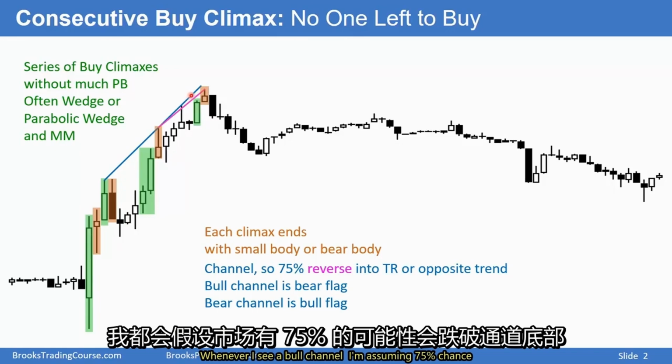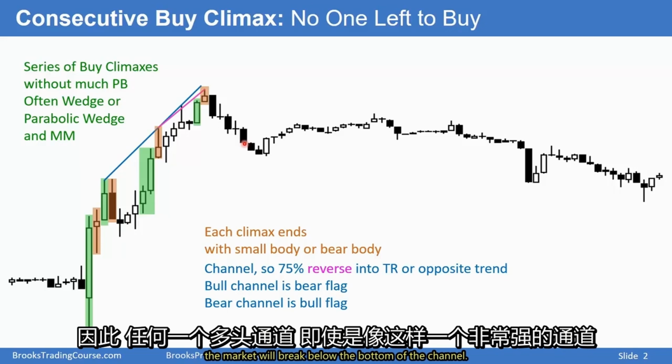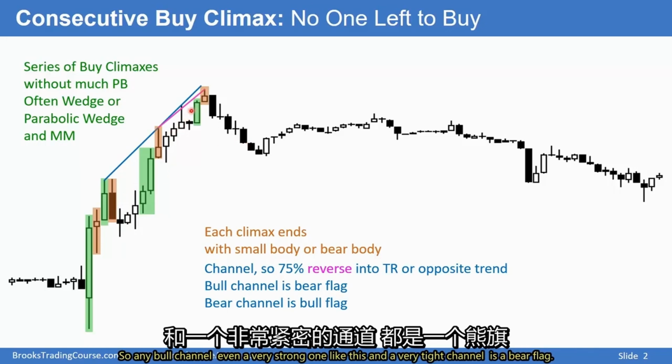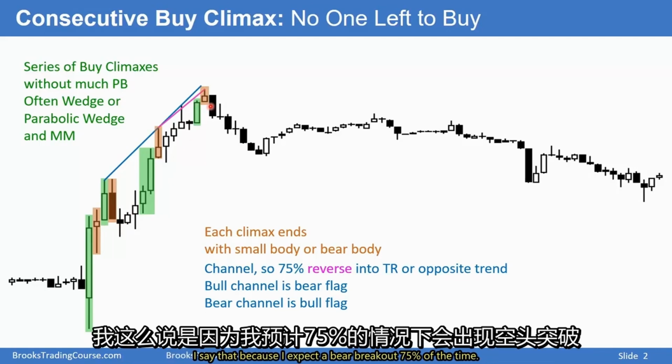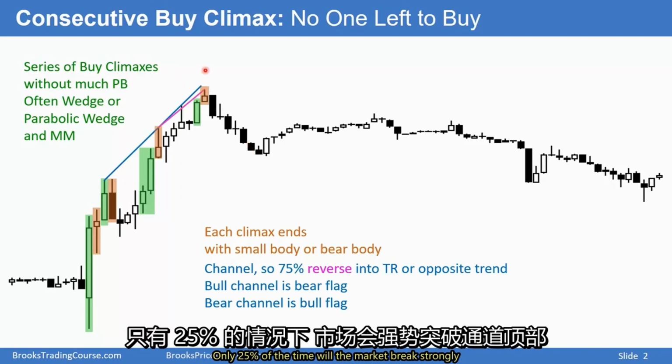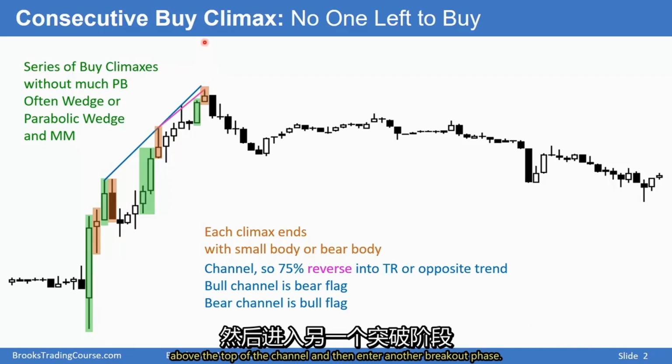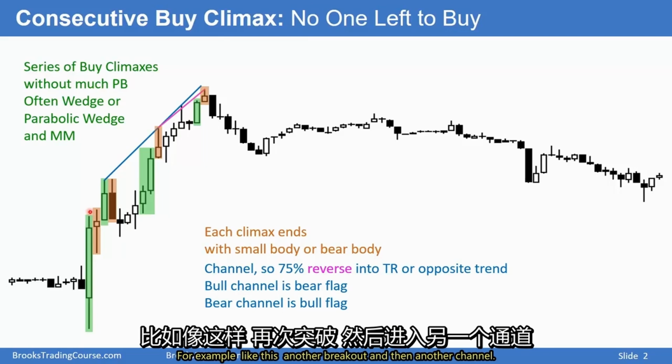Whenever I see a bull channel, I'm assuming 75% chance the market will break below the bottom of the channel. So any bull channel, even a very strong one like this, in a very tight channel, is a bear flag. I say that because I expect a bear breakout 75% of the time. Only 25% of the time will the market break strongly above the top of the channel and then enter another breakout phase. For example, like this, another breakout and then another channel.